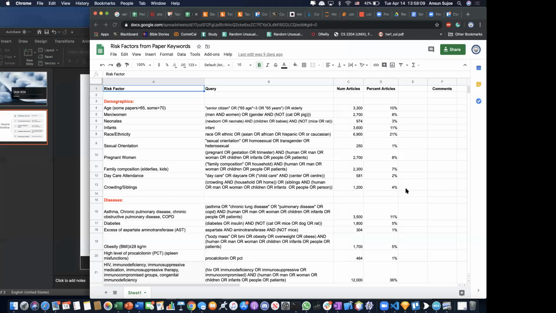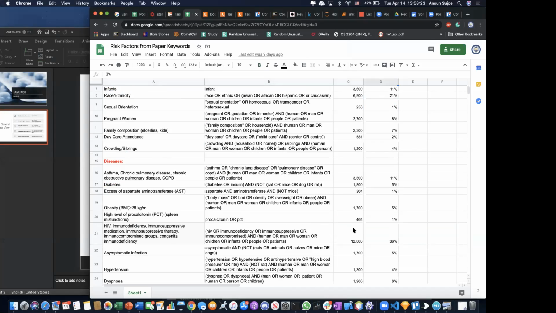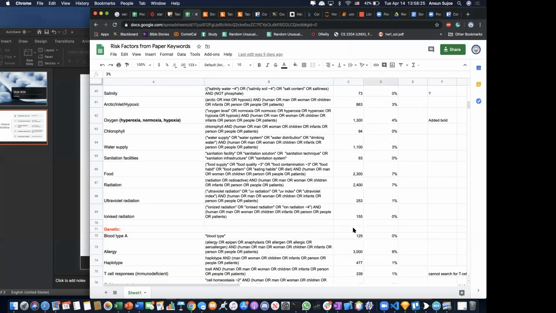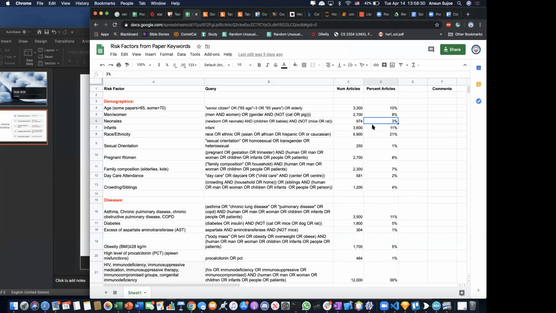Okay, so I had a spreadsheet with all the risk factors and some of the keywords that were used to threshold, as well as the number of articles and percentage. Nice. I don't know if it's finished yet. I think there might be a few things that haven't been finished yet. But a plus would be doing a visualization on this, like a bar chart or something like that.